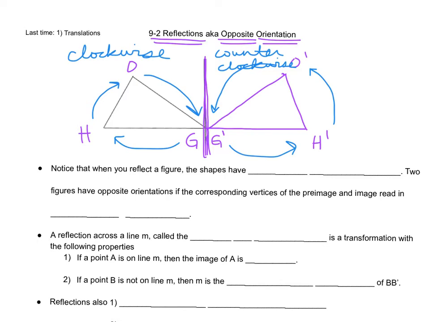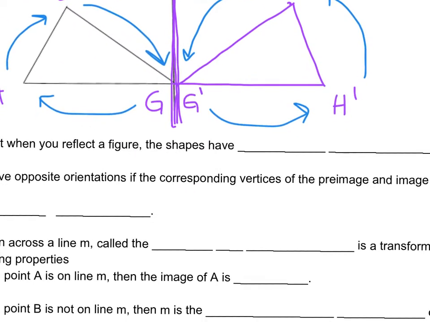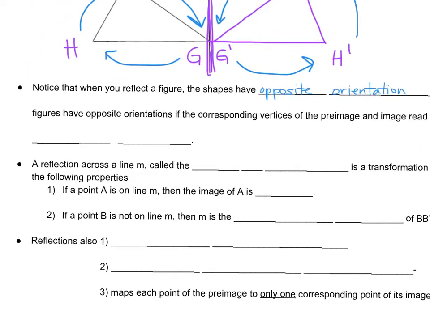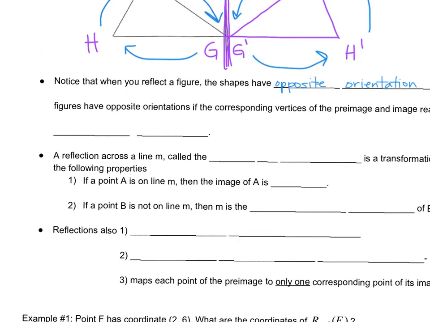So that's what we're doing for this first part. It says, notice when you reflect a figure, the shapes have opposite orientation, is what this first blank is called. Opposite orientation. And two figures have opposite orientations if the corresponding vertices of the pre-image and image are read in opposite directions. So clockwise versus counterclockwise type of thing. So this is opposite directions.